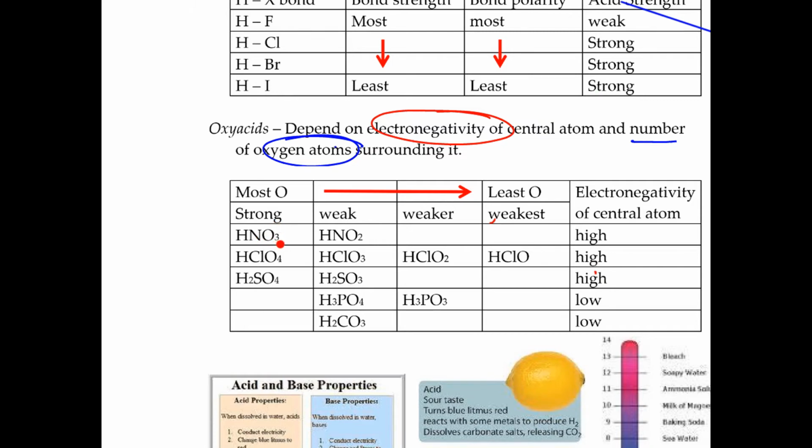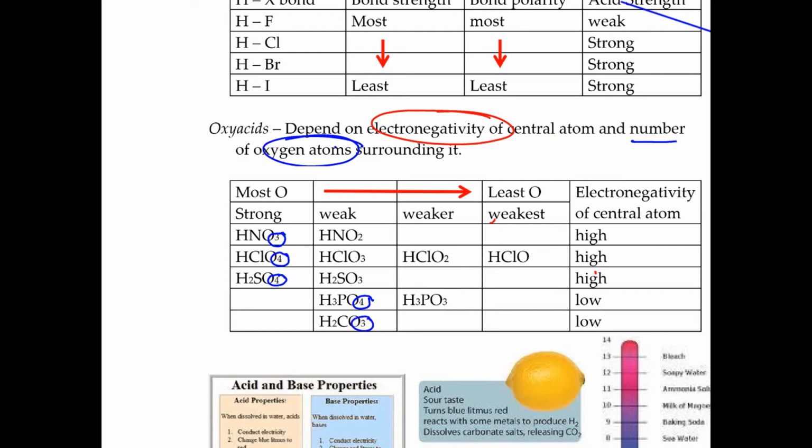So let's actually start with the oxygens. Look at how many oxygens are in HNO3. We have 3 of them. However, we only have 2 in HNO2. HClO4 has 4, and the rest of them have 3, 2, and 1. H2SO4 has 4, and the other one has 3. H3PO4 has 4, and H3PO3 has less, and H2CO3 also has fewer.